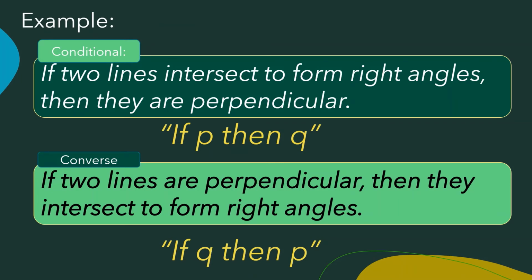Example, in the conditional statement, if two lines intersect to form right angles, then they are perpendicular. So, this is the original statement written as if P, then Q. When we get its converse, if two lines are perpendicular, then they intersect to form right angles. So, that is written as if Q, then P.